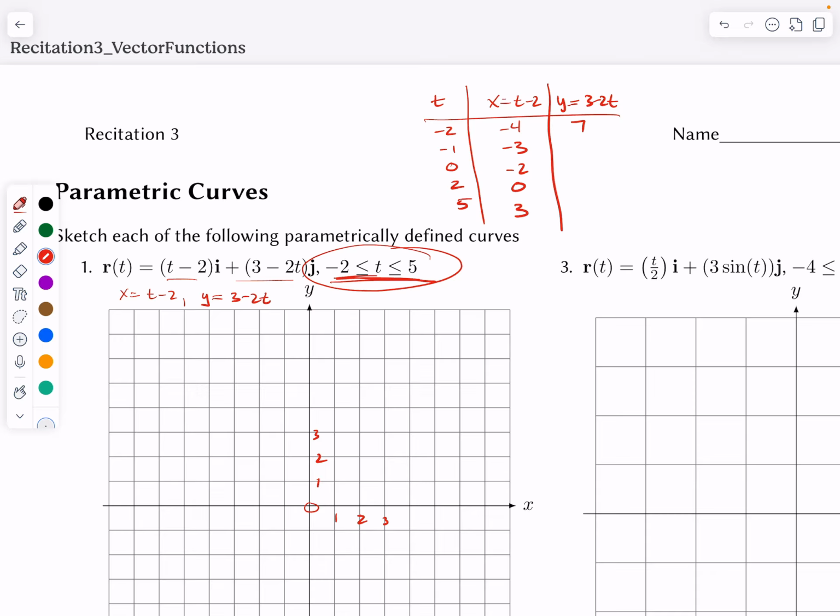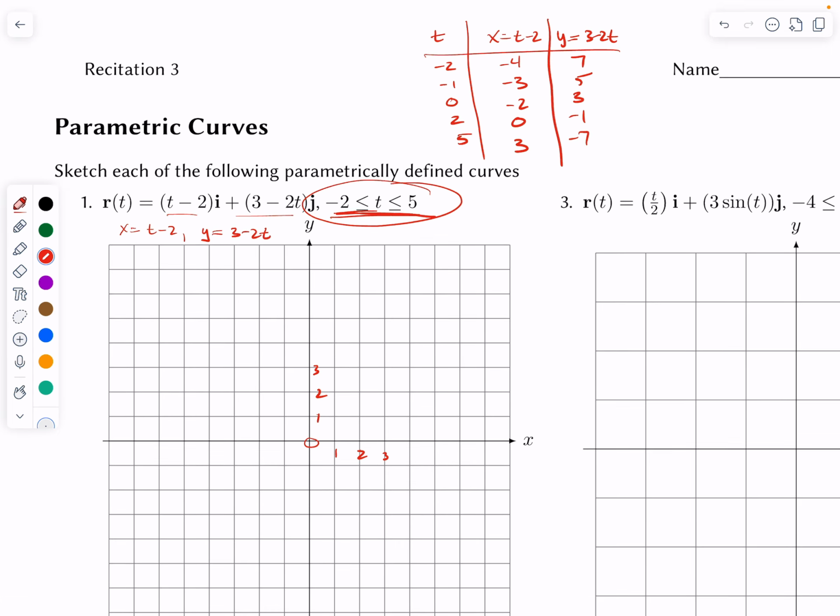And then let's do the same thing. Plug -1 into this, and we get 5, 3. This will be -1. And then this is -7. So now I just go ahead and plot these points.